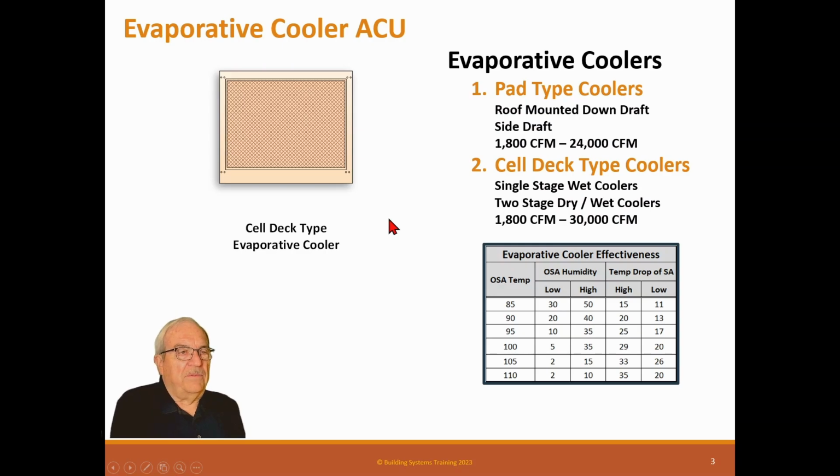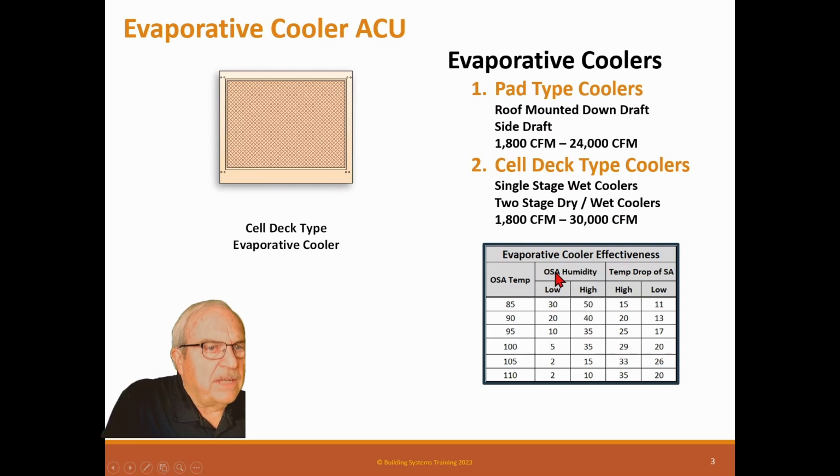Now this is kind of interesting. It tells you about the cooler effectiveness. So here, if you have the outside air humidity anywhere between here, and the outside air temperature is this, then this is the temperature of the supply air. So if you have an outside air temperature of 85 degrees, and you're in an area with 30% outside air humidity, this cooler will actually do a 15-degree drop. So that's not too bad. 30 is not high, but if you're at 50, you see it only has an 11-degree drop, just a little bit less.